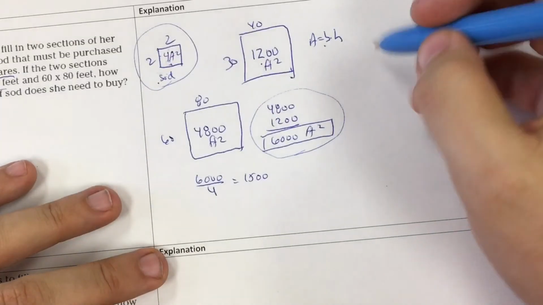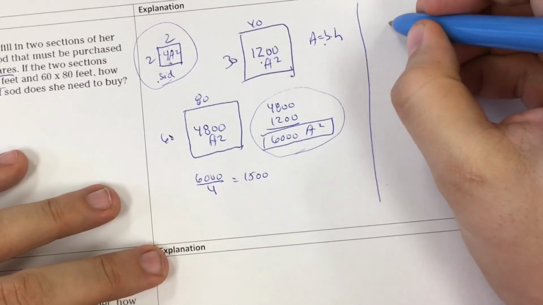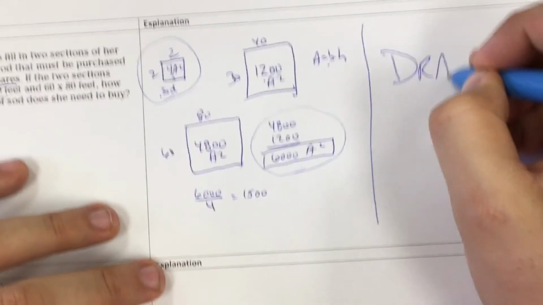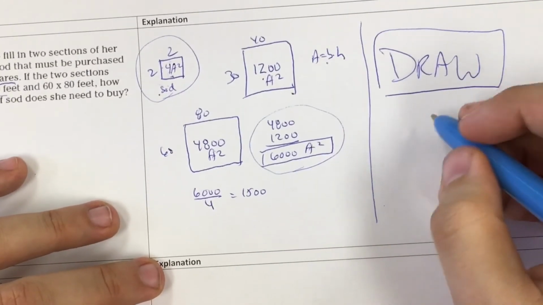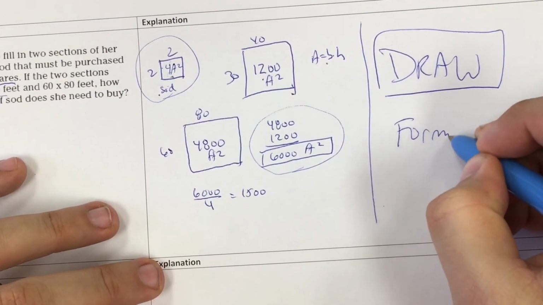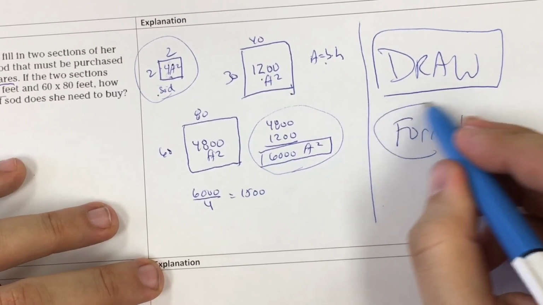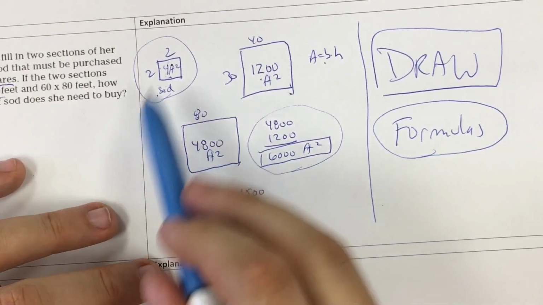So the key takeaway, remember, whenever you see shapes, the immediate strategy you should go to is draw, and then think about different formulas that you can use to help you fill in the gaps in your drawing.